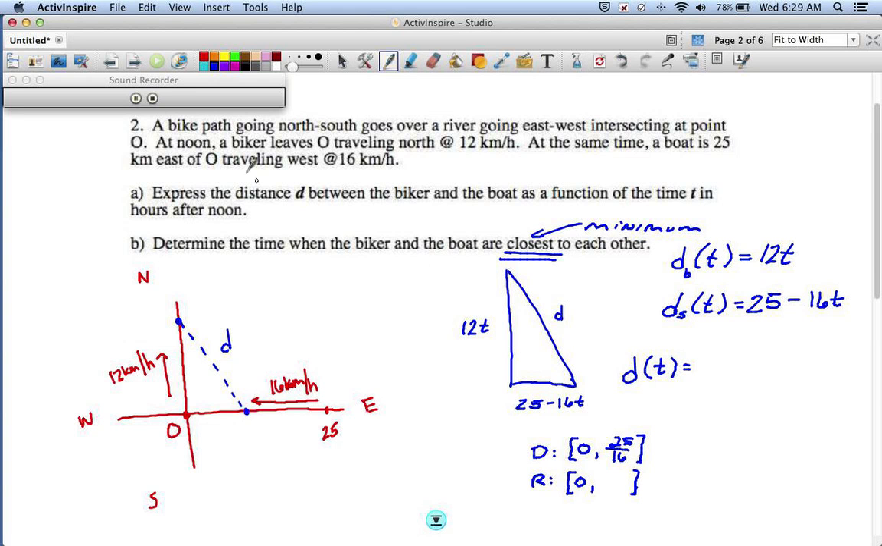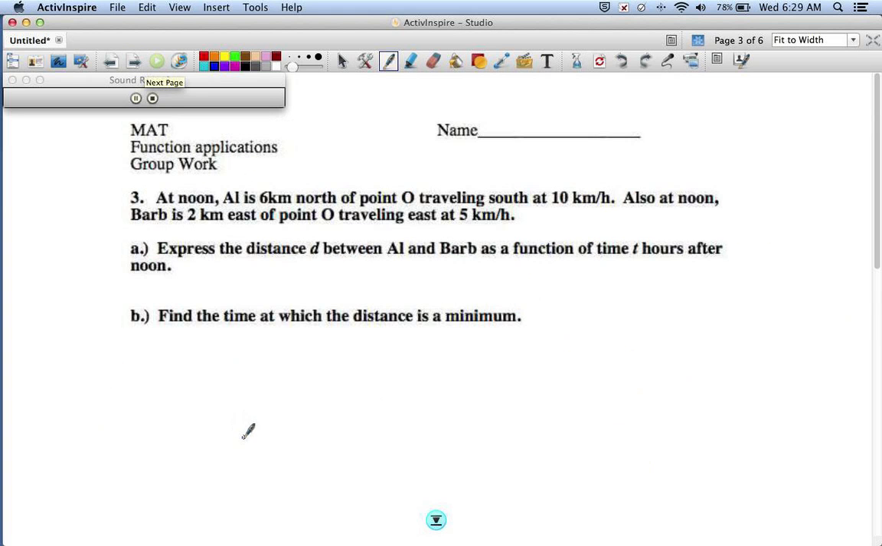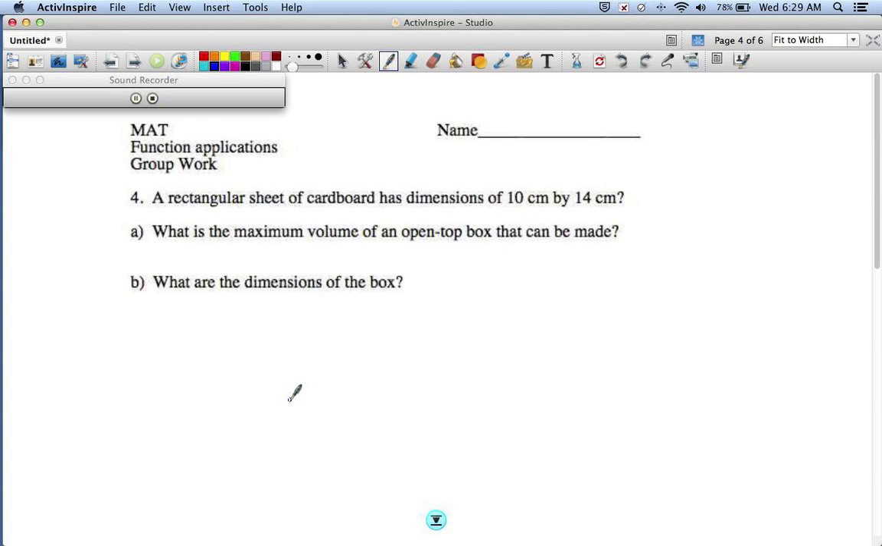Let's move on to number 3. I think you have enough information for number 2. Number 3, very, very similar to number 2. And in fact, I think it's similar enough that I'm going to let you do that completely on your own. Number 4, again, very similar to number 1 in this case.